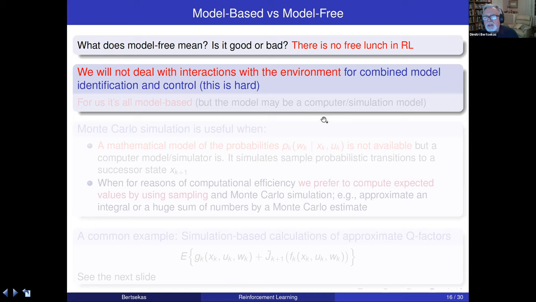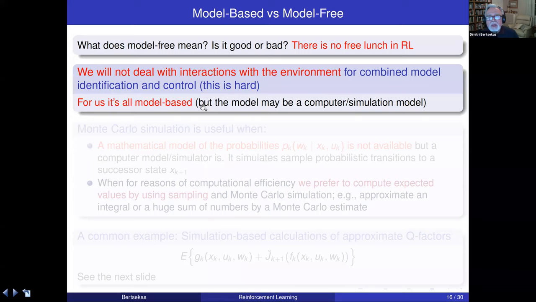It's a very difficult problem to deal with combined model identification and control, which is what this idea of interacting with the environment and controlling the environment based on the results of the interaction is. So for our course, it's going to be all model-based. We're not going to deal with combined identification and control. We're not going to deal with identification at all. We assume that the model is given to us.